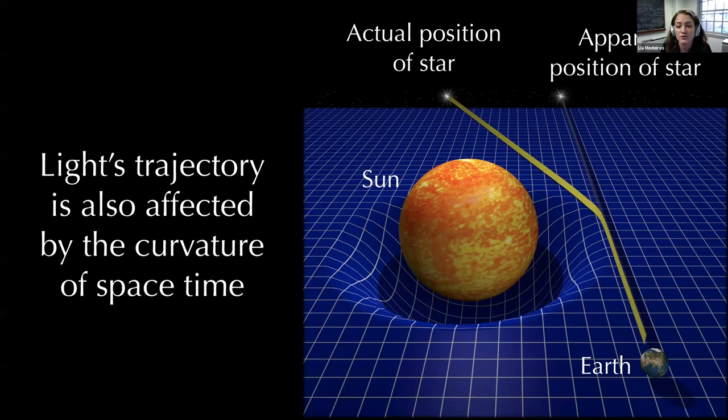And so what happens here on Earth is that when we receive light from a star, we always assume that that light has always traveled in a straight line as it arrives to us.